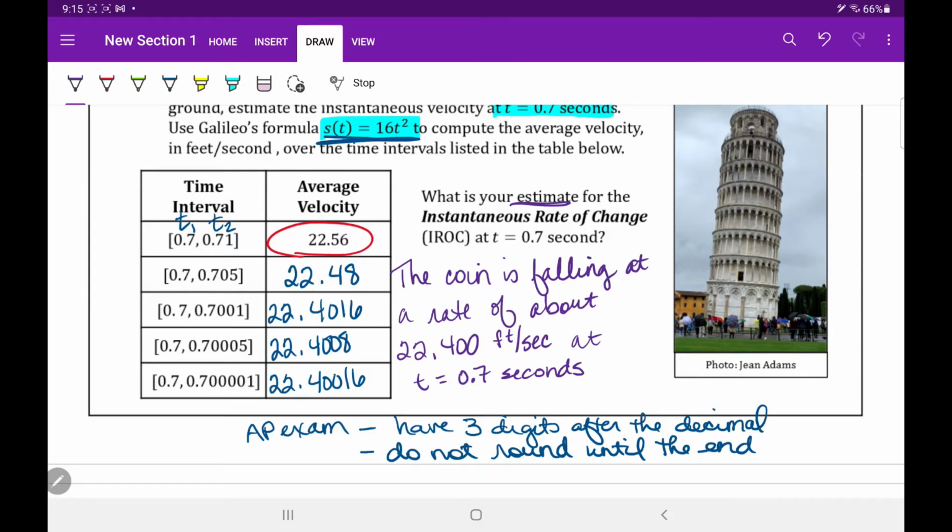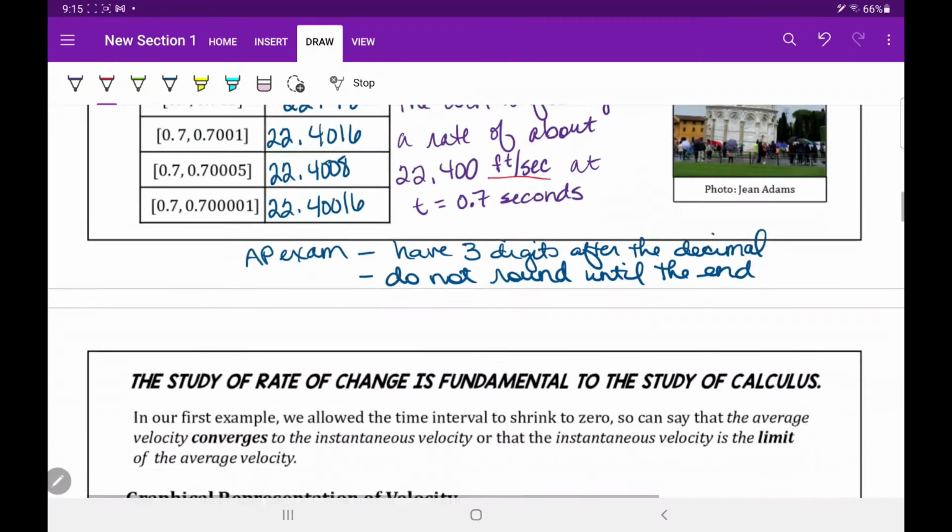One more note, in the AP exam and in math in general, you should know this. It is very important that we use our units. Include your units, okay? So let's look at the next page.